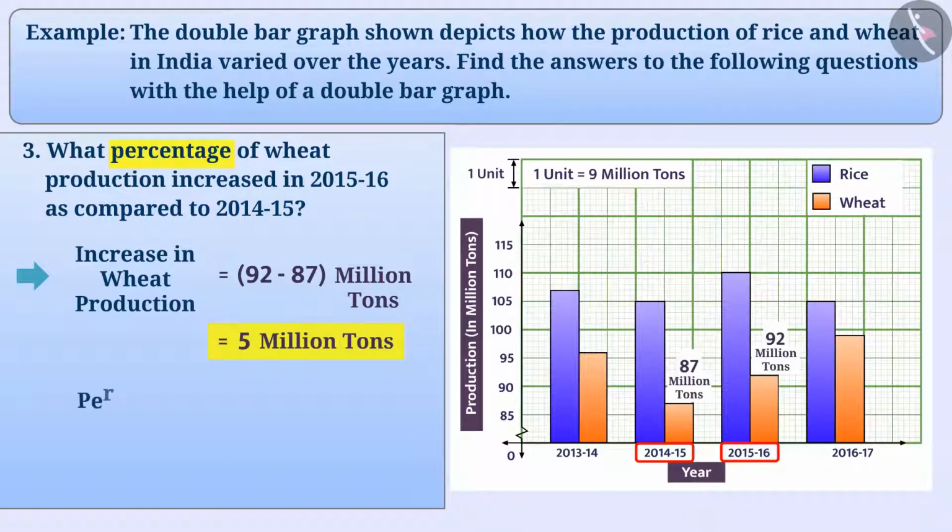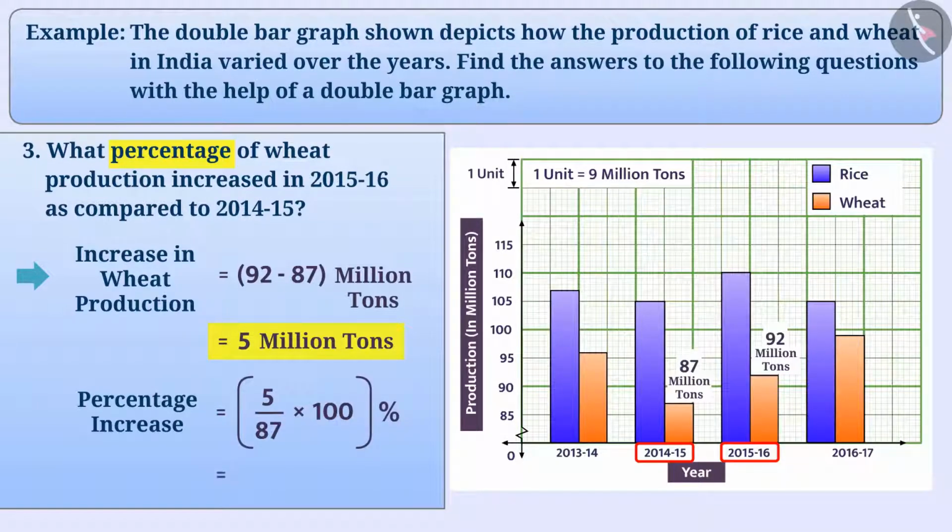In this way, the percentage increase is equal to 5 million tons divided by 87 million tons multiplied by 100%, which is equal to 5.75%. Therefore, wheat production increased by 5.75% in 2015-2016 as compared to 2014-2015. Let's see the next example.